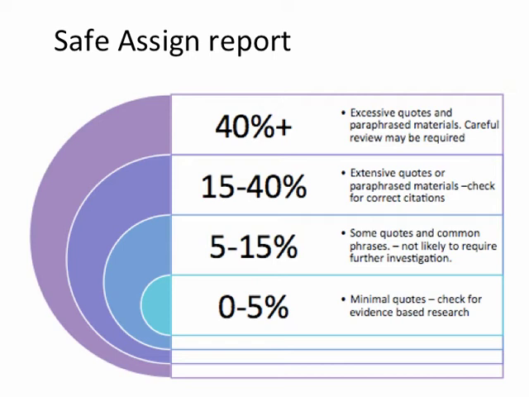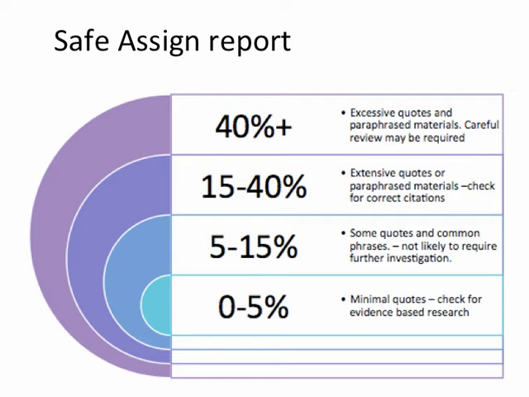Most of the time, I will encourage the students to aim for between 5 to 15%. So it means they've got some quotes, probably some common phrases included in there. Again, it doesn't say that they have referenced all of that information though. It just says that 5 to 15% matches something that's available in one of those databases.